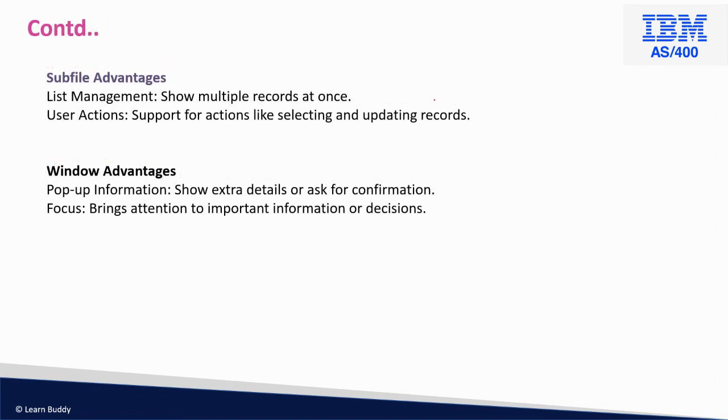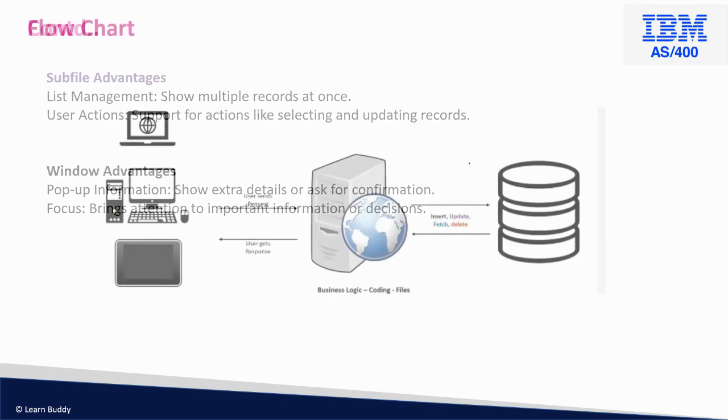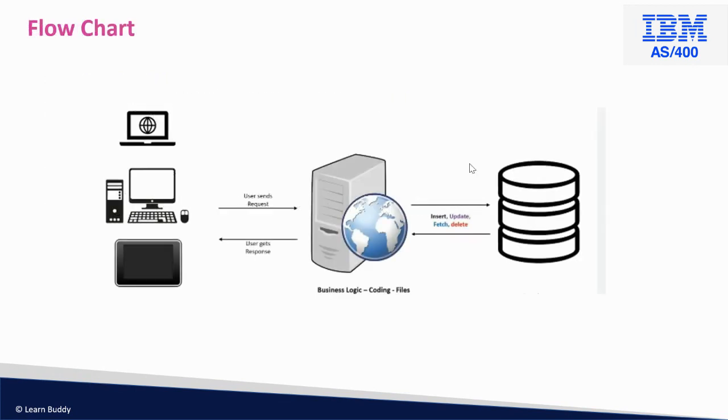It shows multiple records at once, and the window shows the extra details and asks for confirmation. Okay, so here you go. This is a simple flow chart, and it is about display files. Here you can see some display file, and here will be some display file.